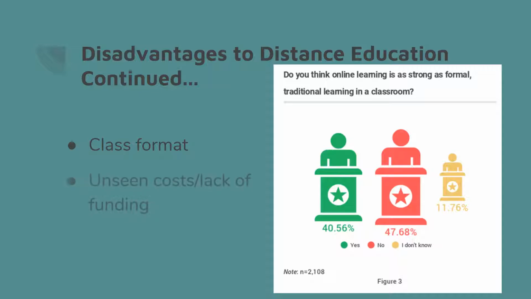The last disadvantage that is mentioned is the unseen cost and lack of funding for online programs. For students, there can be unseen costs such as required technology upgrades or, depending on location, paying extra for better access to the internet. Additionally, not all employers accept degrees or training for online programs, which means that students might have paid for experience that they cannot use at work.